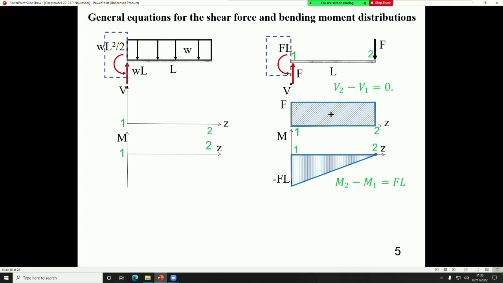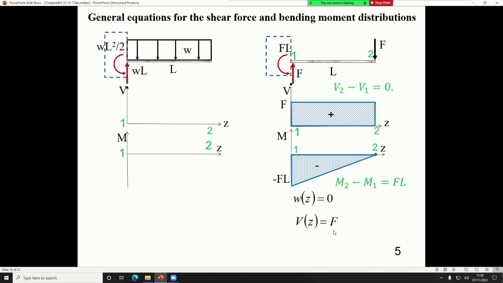Now I'm going to write for you the general equations, which you need for the last part of your assignment sheets. Distributed load, we have no distributed load. It's equal to zero. The integral of distributed load is the shear force. And the integral of shear force is the bending moment.